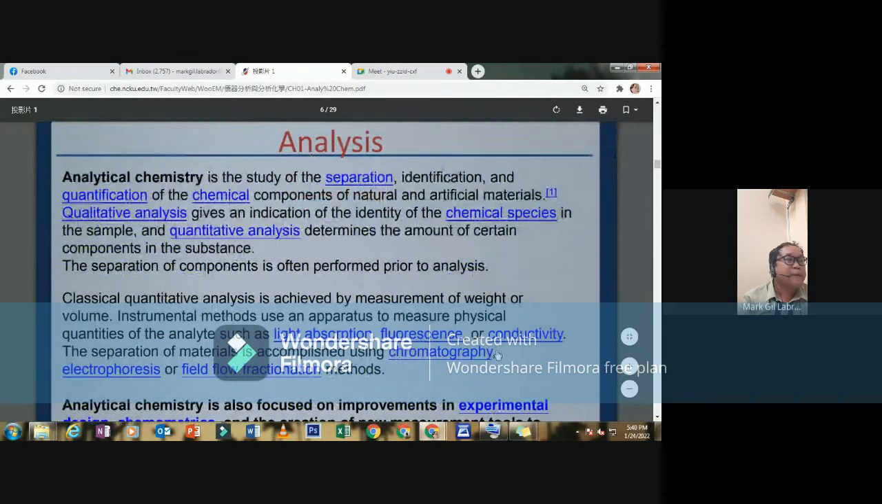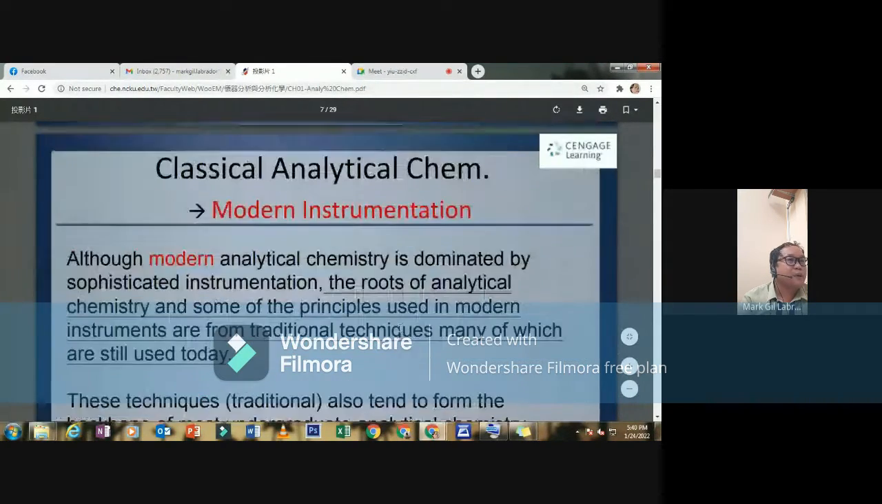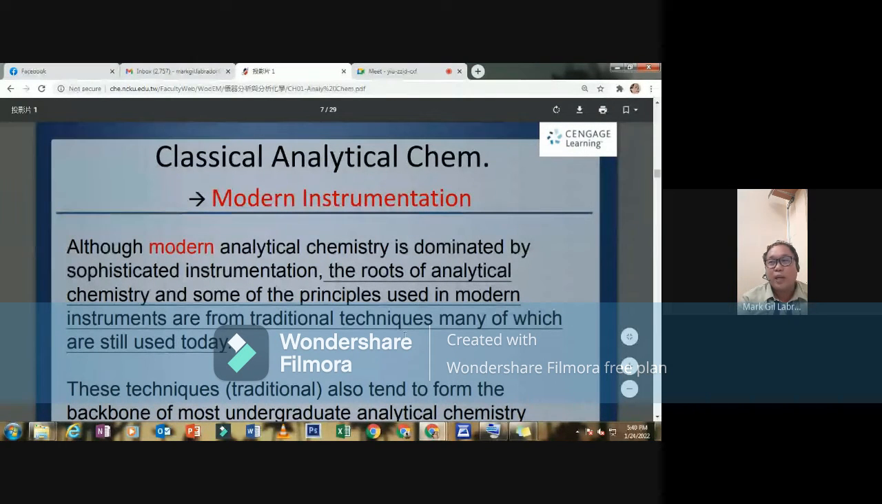So analytical chemistry versus our instrumental analysis. So when we say analytical chemistry, again, study of separation, identification, and quantification of the chemical components of a natural material. Inulit lagi ito. Okay? So what else? Tapos naman yung PowerPoint. So kung kanina, we discuss classical.